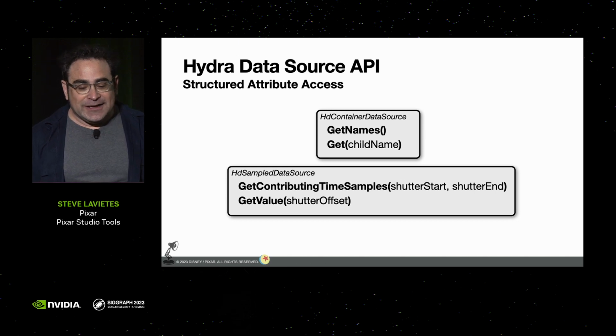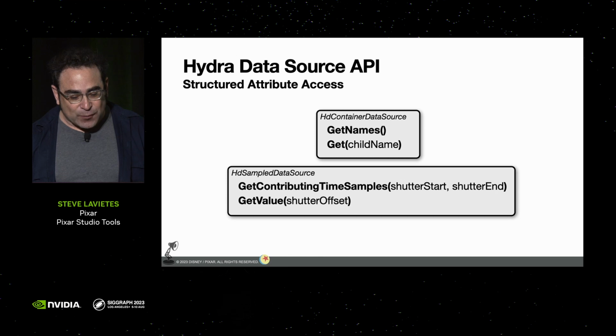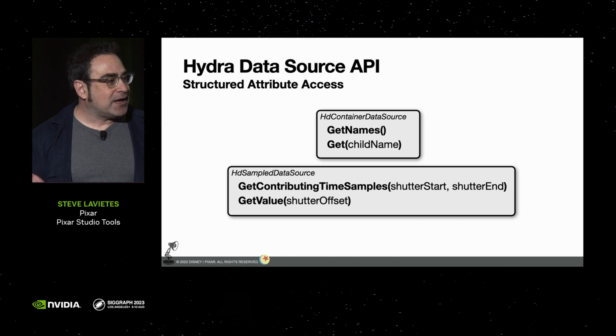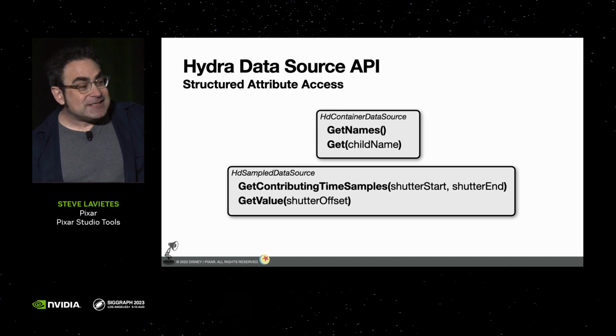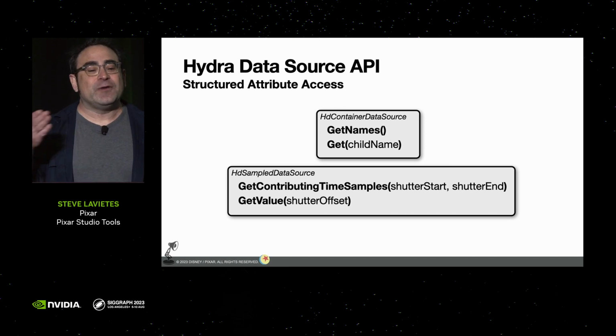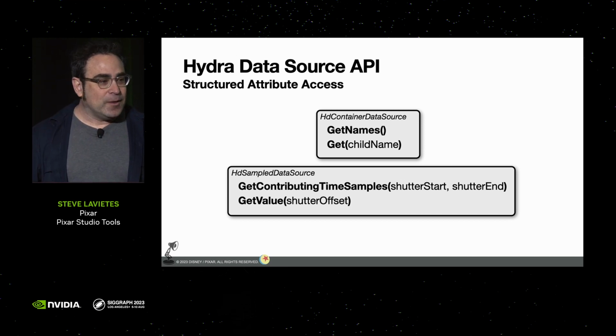But eventually, you need to get to something that has a value. And so we'll talk a little bit about a sampled data source. So a sampled data source allows you to ask it, hey, what time samples do you have that are inside of this shutter interval? And then you can ask for the specific time samples that you want. So I mentioned this relative to the motion blur case before, where it was awkward to introduce alternate ways of asking for motion blurred values, where we've built these kinds of things directly into the attribute equivalent at the Hydra level.